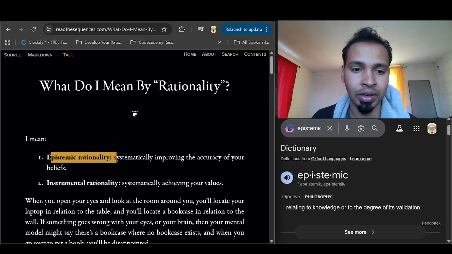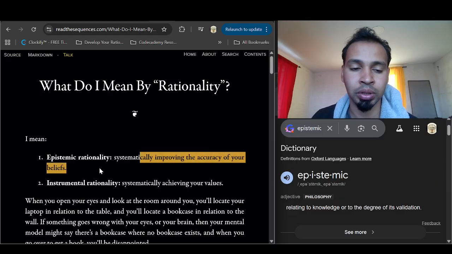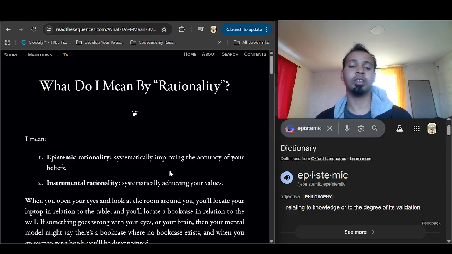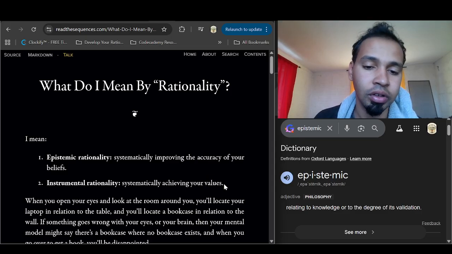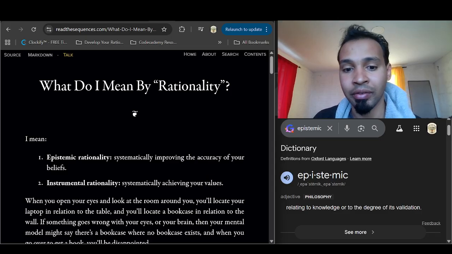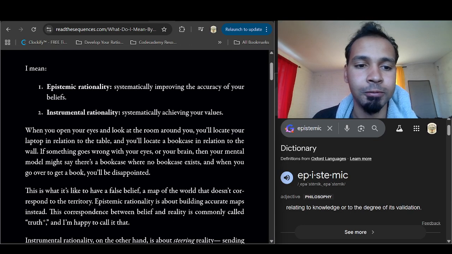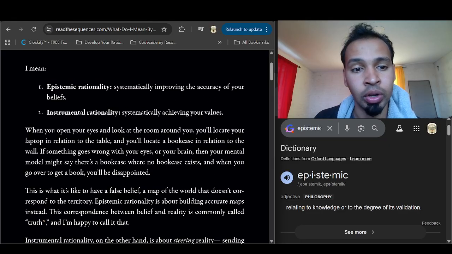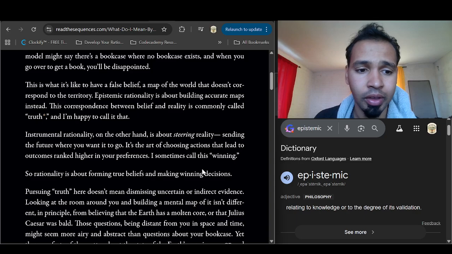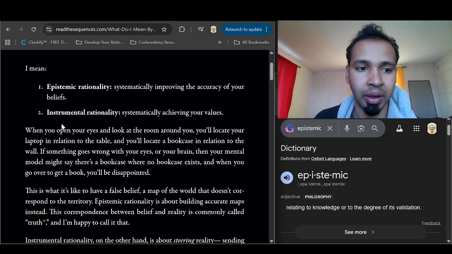But then epistemic rationality is improving the accuracy of your beliefs. I would almost say that they sound like the same thing, because I would say that beliefs are related to values. What do you believe in? I believe in my values, right? So I'm not exactly sure what the two differences are. This is a question that we could ask ChatGPT. It's tempting, but just for the sake of flow state, we're going to keep reading and not get too bogged down in the details of what he's getting at.